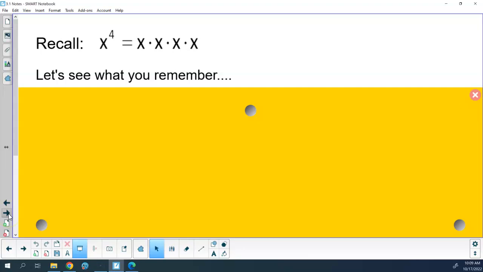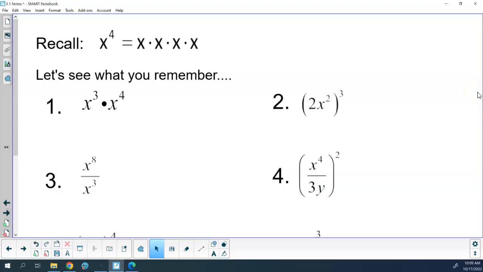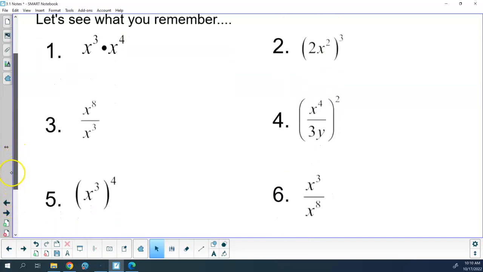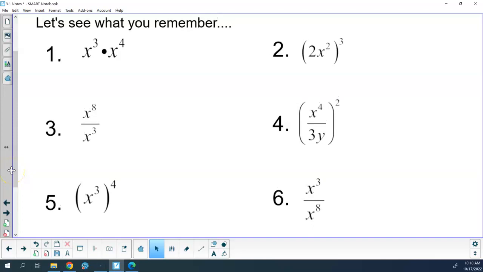I want you to remember the fact that x raised to the fourth power really means x times x times x times x. Okay? So, with that being said, I want you to try these 6. Make sure it was only 6. Try those 6 and simplify them, and then we'll talk about them in a minute.